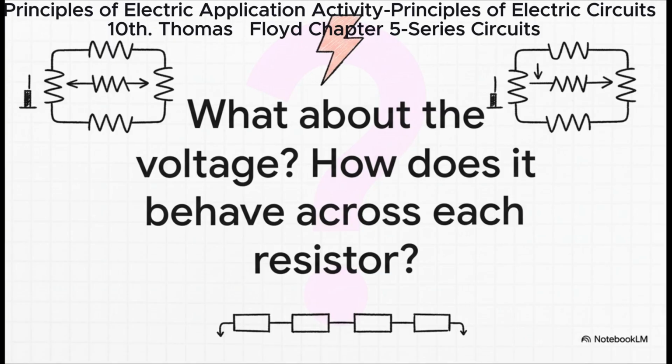So, we've totally nailed resistance and current. But there's still one piece of this puzzle missing, isn't there? We know the source is providing 10 volts total. But what about the voltage across each resistor individually? How does that 10 volts get shared or divided up among them? Now that is a fantastic question, and it's the perfect lead-in to our next topic, the voltage divider rule.